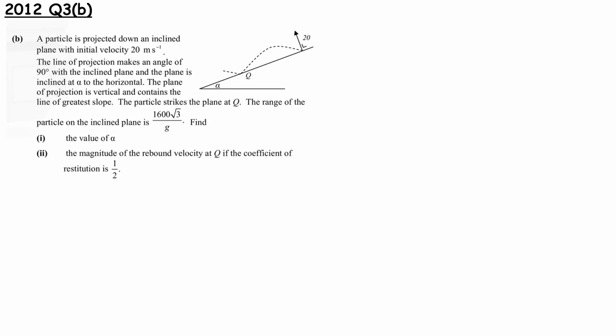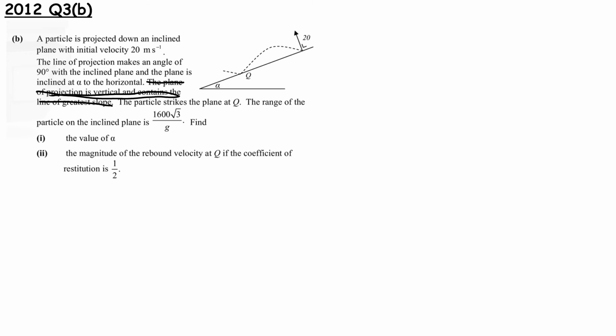You remember, this line here is just something to make it mathematically correct. You don't have to worry about that at all. Just when you get to the exams, things like that can throw you. So the particle strikes the plane at Q, and the range of the particle on the inclined plane is 1600√3 all over g. Part 1, find the value of alpha.